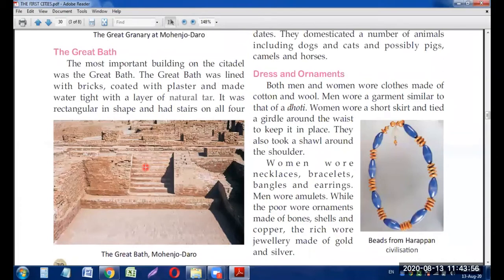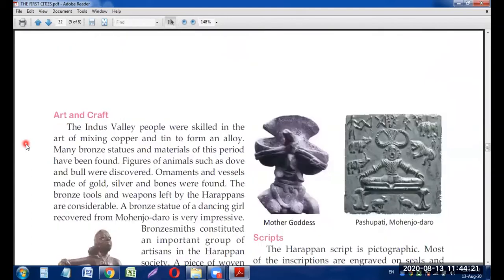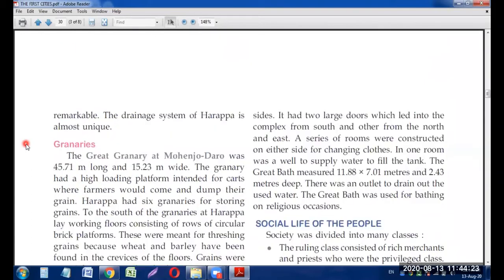Now, naturally, it was rectangular in shape. They made their Great Bath in a rectangular shape, and they had stairs on all four sides. You can see here that the stairs are everywhere so that people can walk down to the bath and take a bath. So it was rectangular in shape with stairs all around. You can see it in the images.